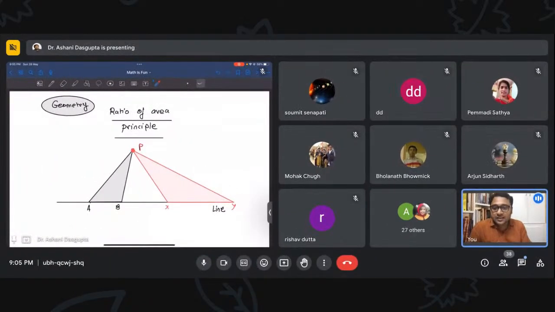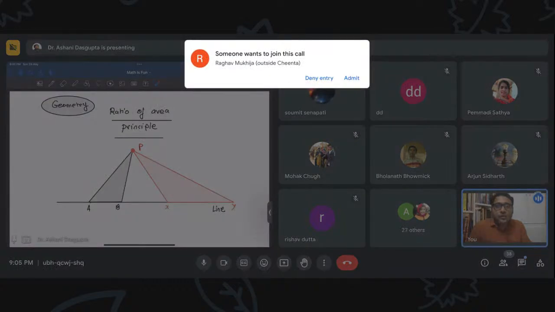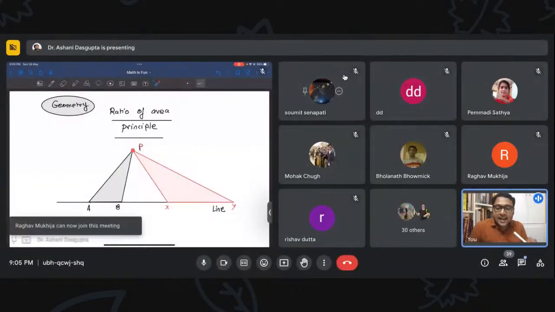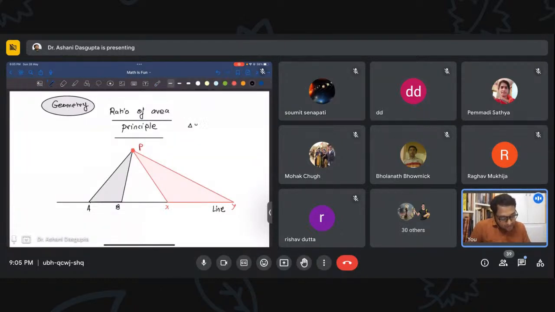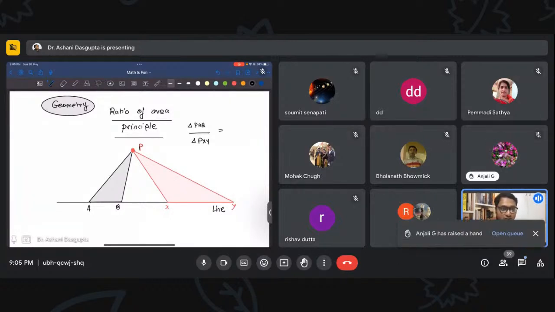That's what we are interested in. Okay. So, how do we go about doing this? Can anyone tell me what is the ratio of area of triangle PAB and triangle PXY? What is the ratio of area? You can raise your hand and unmute yourself and tell me. Okay, Anjali, tell me what you have in mind.